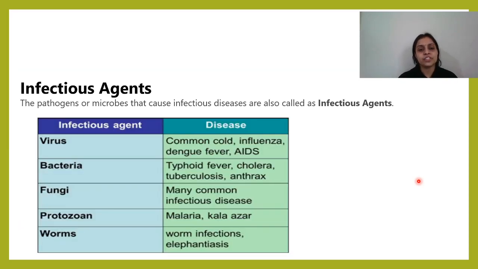These are different infectious agents, and they cause infectious diseases. Virus: we get common cold, influenza, dengue fever, AIDS. Bacteria cause typhoid, cholera, tuberculosis, anthrax. Fungi cause many common infectious diseases. Protozoans cause malaria, kala hazar, etc. Worms mainly cause infections and elephantiasis. These are just two or three examples which I have given; there are plenty of examples.